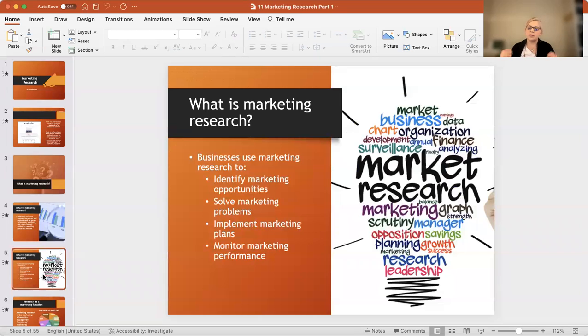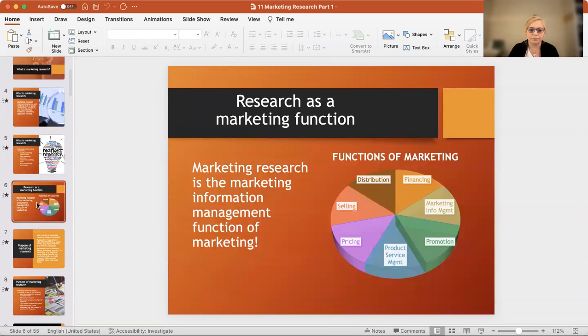So what is it used for? It's used to identify marketing opportunities. It's used to solve problems. It's used to monitor our performance so that we can be more profitable and generate higher sales and revenue, etc. Of course, if we're a nonprofit, there's things for that as well. Maybe it's showing us our level of awareness, our brand loyalty, all sorts of things that marketing research is designed to do. It is information management.